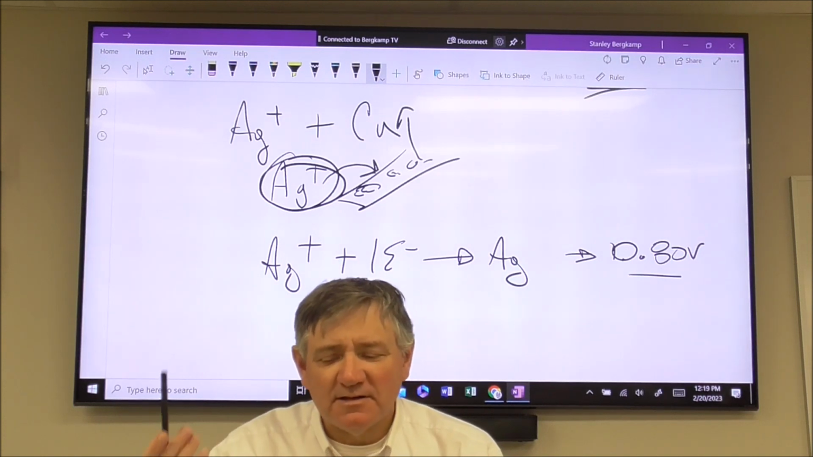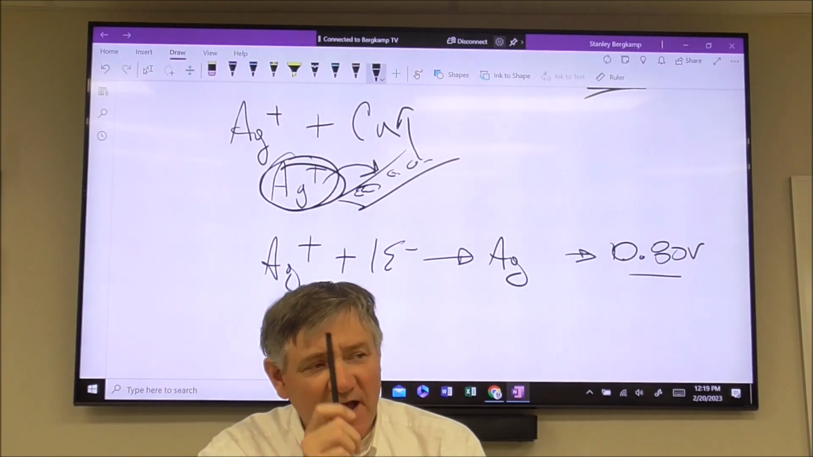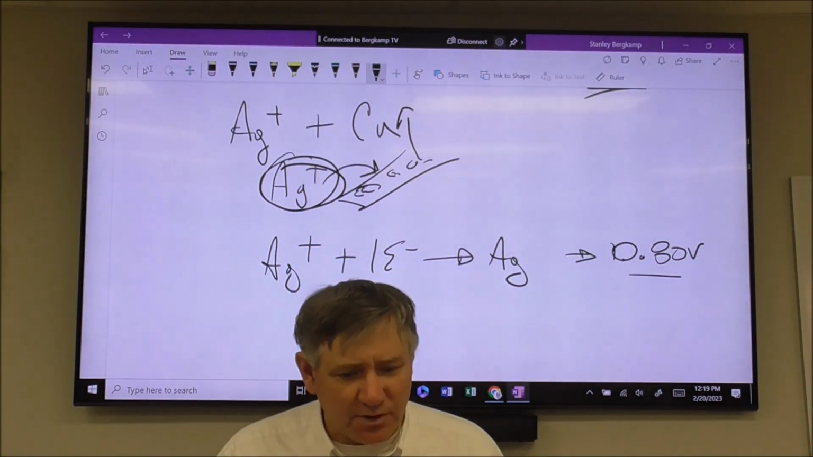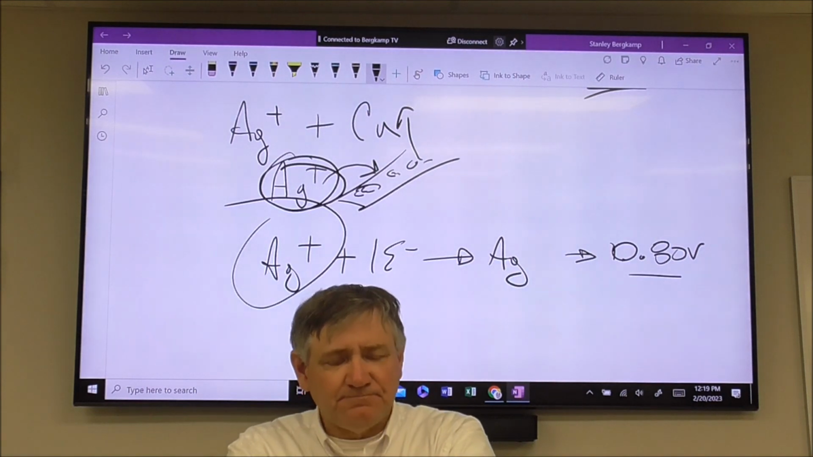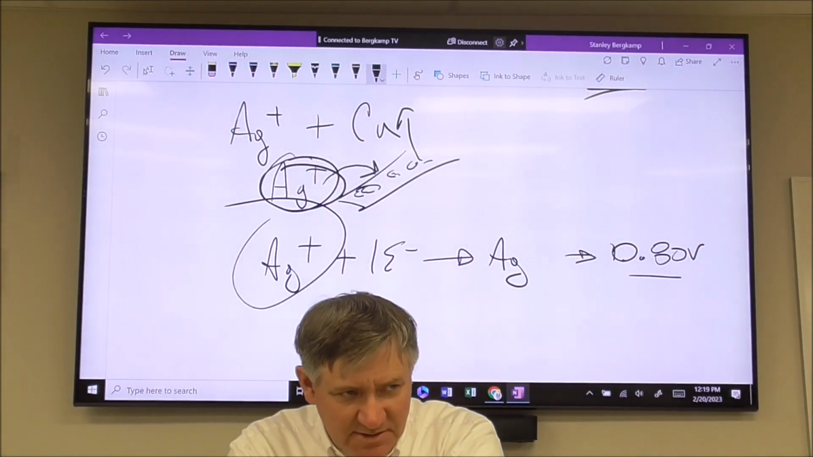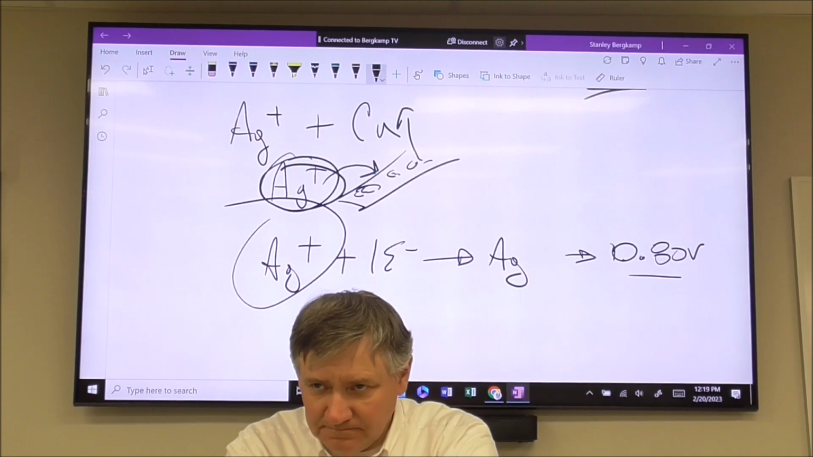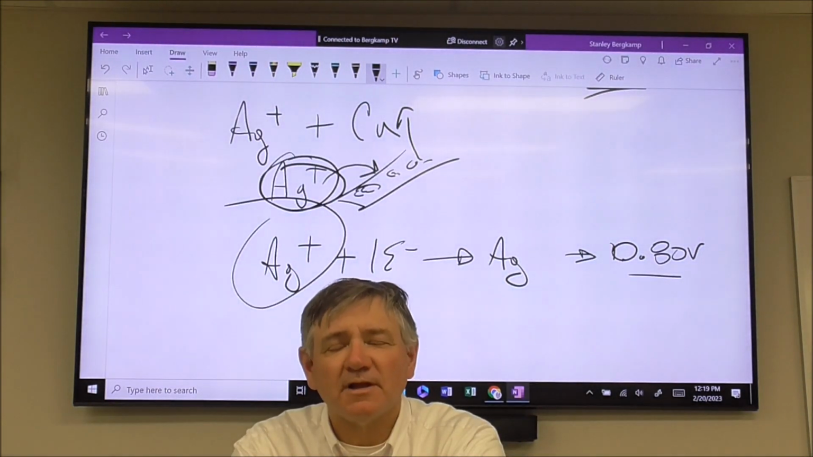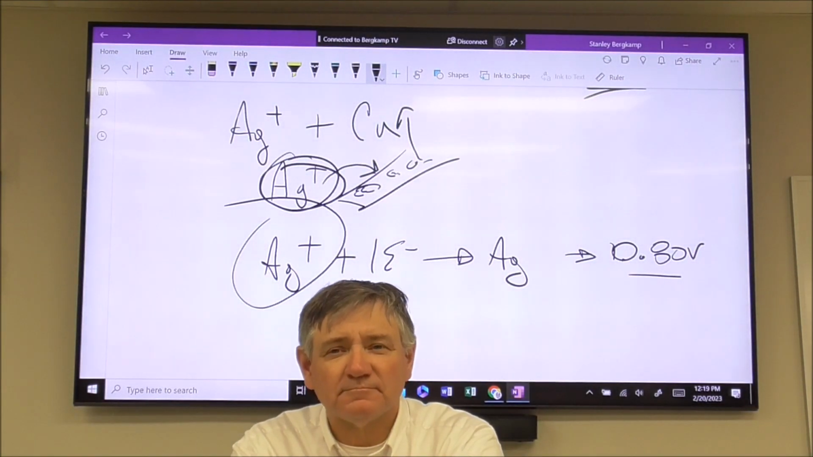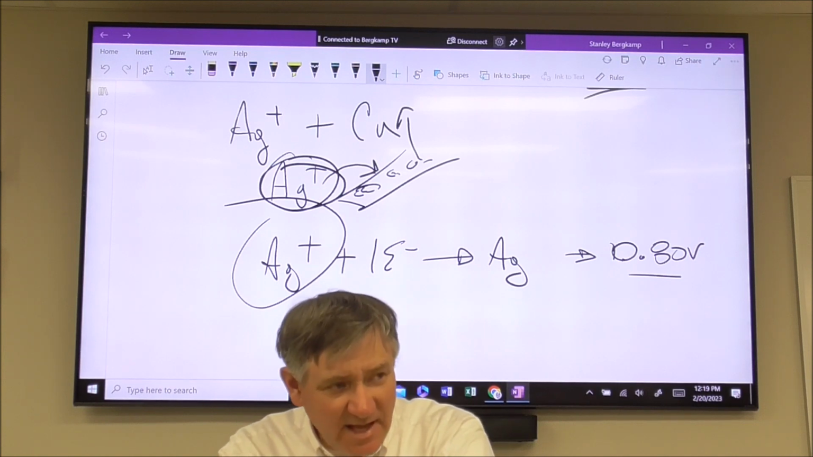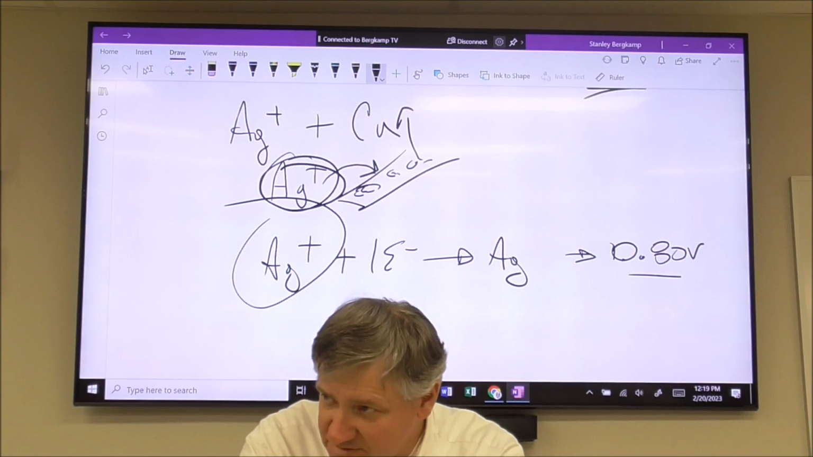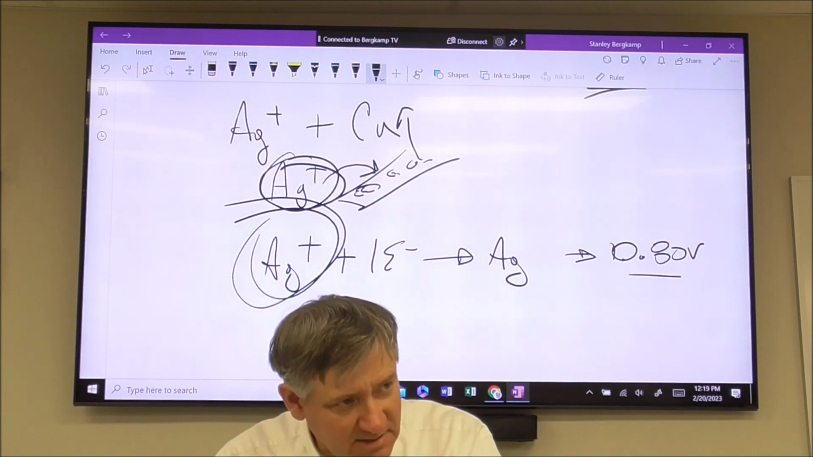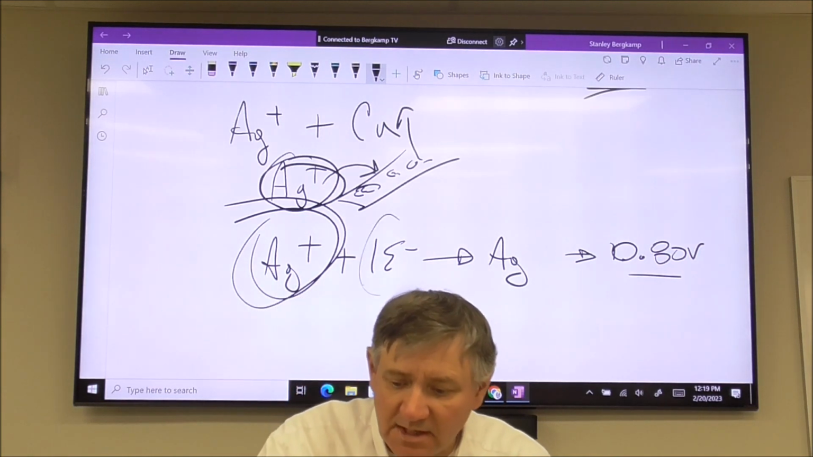So, does this reaction want to go in the direction that it's written? Yes. You've got a feeling it's pretty good. So do you think Ag+ is a good reducing agent or a good oxidizing agent? Oxidizing agents like to be reduced. So that's the flip. So silver ions are good oxidizing agents because they're going to take electrons.